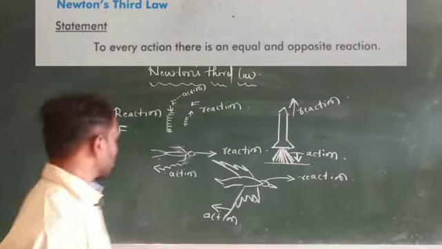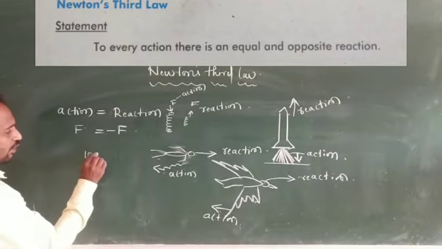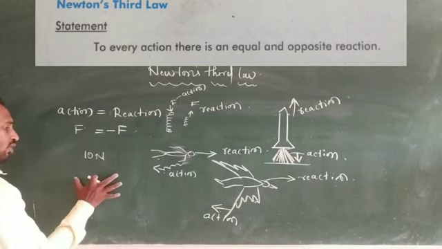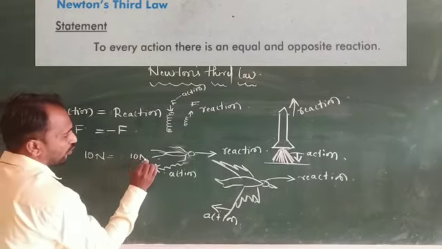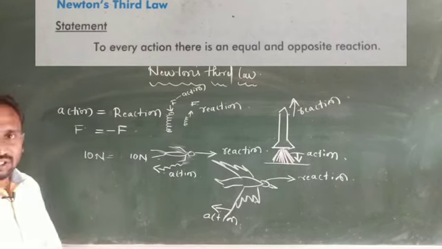Okay, applied force. For example, here we consider 10 Newton. I will apply 10 Newton force on a board. So this one is an action, the same amount of force. Okay, same amount of force. So for 10 Newton of force, we will get an opposite force in direction.